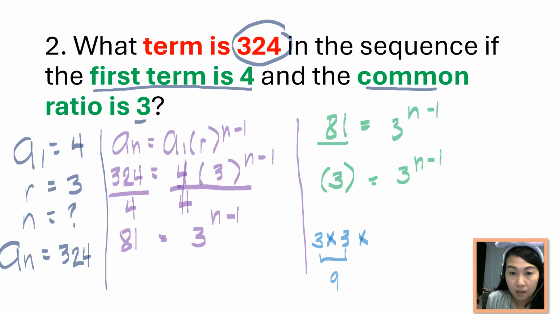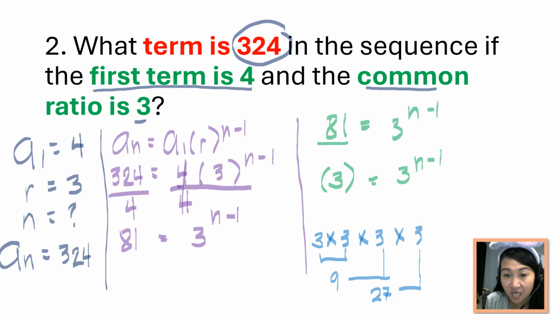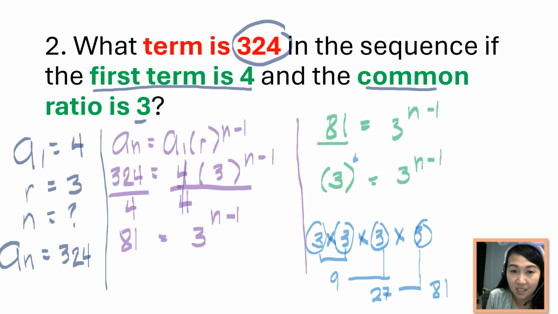Okay, 9 times 3, that is 27. Okay, kulang pa tayo, dapat 81 daw. 27 times 3, what is our answer? The answer here is 81. So, ilang beses nating minultiply yung 3 para makuha natin yung 81? 4 na beses. Okay, therefore, our exponent is 4. Because 3 raised to 4, the answer is 81.